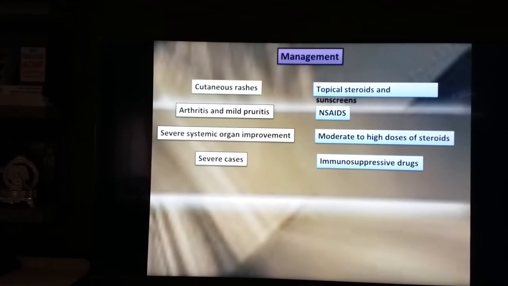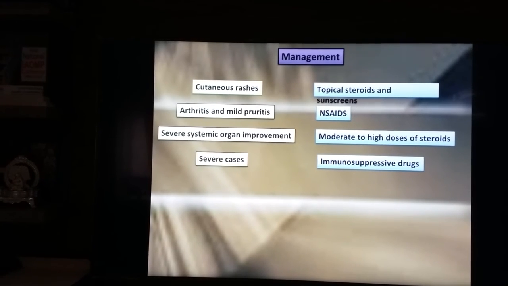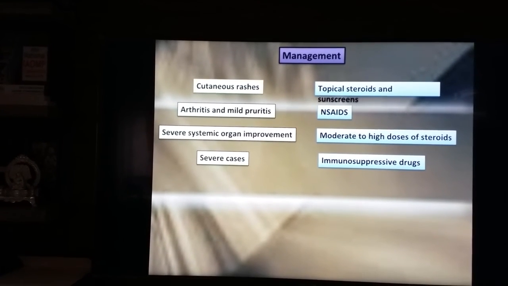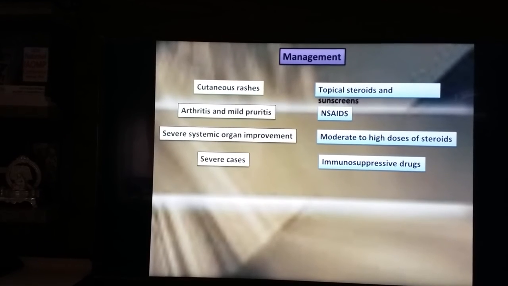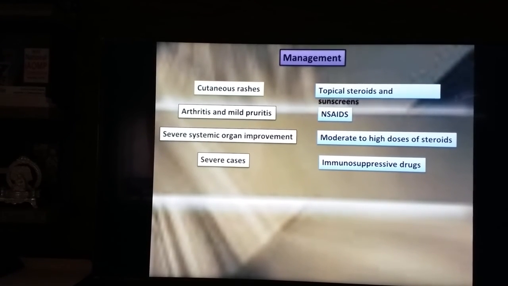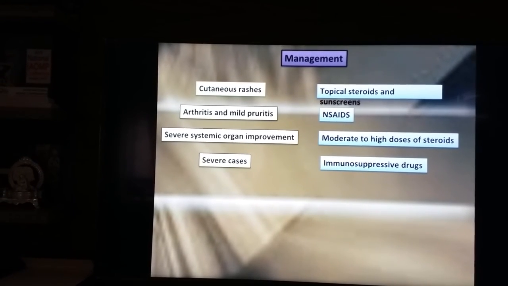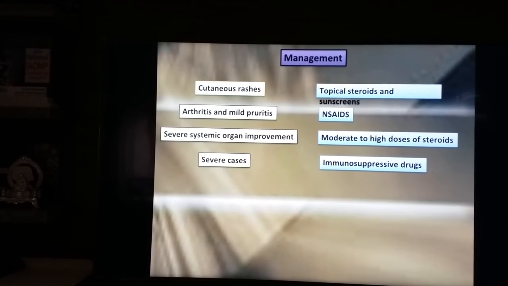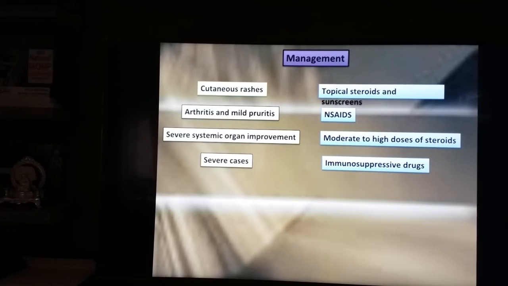Well, how do you manage? Here's a situation again, use of steroids. You can be giving topical steroids, or sunscreens, and arthritis and pruritus could be treated by NSAIDs. Severe organ involvement could be treated with steroids. Severe cases can even be supported with immunosuppressive drugs. Usually lupus erythematosus can manifest in the form of discoid lupus erythematosus in the kidneys, which is a very common feature.